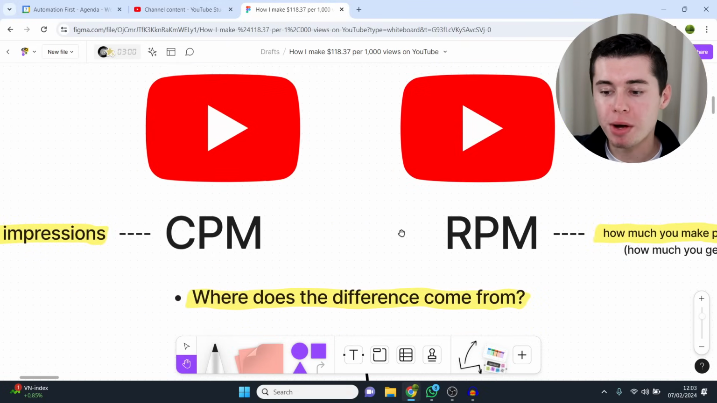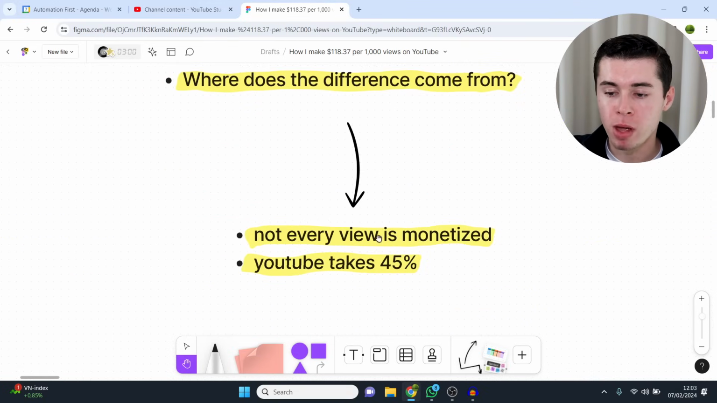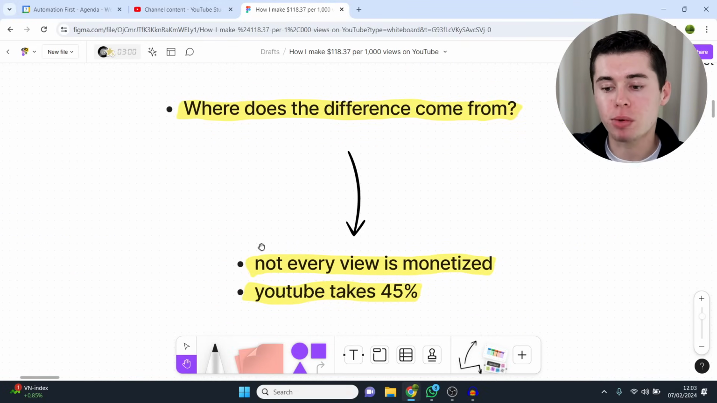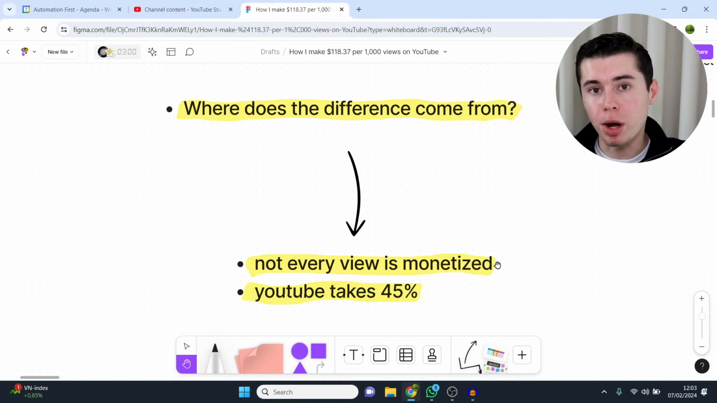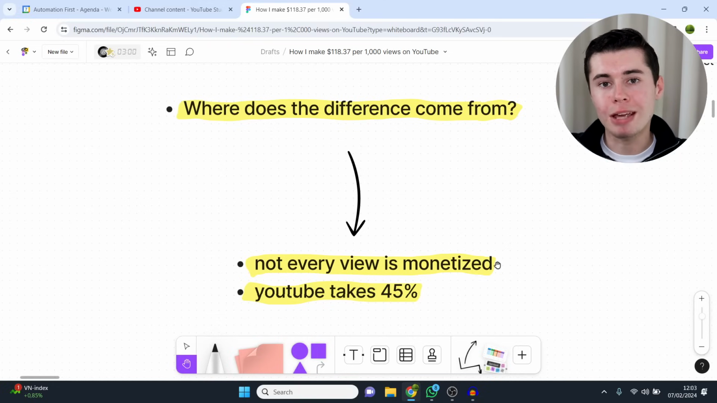So first of all, where does the difference come from between these two? Well, it's actually quite simple. Not every single view on YouTube is monetized, so not everyone that clicks on your video will get to see an ad, which means that you don't make money for that view, but also the advertiser is not spending any money, which will leave a gap.